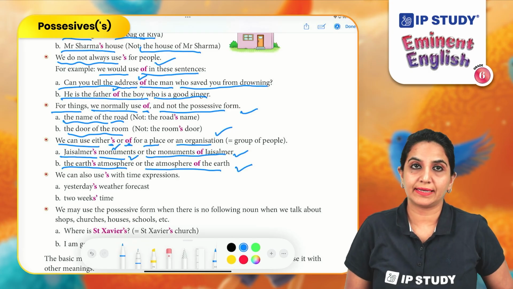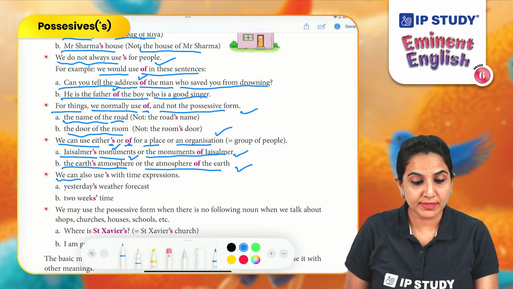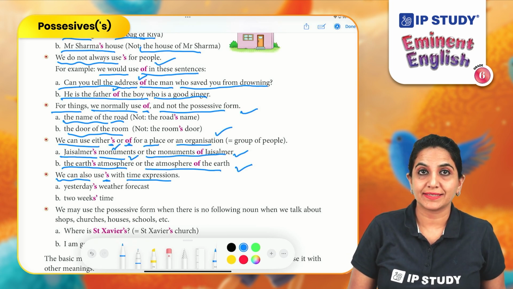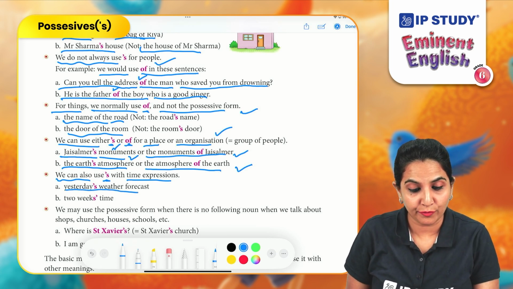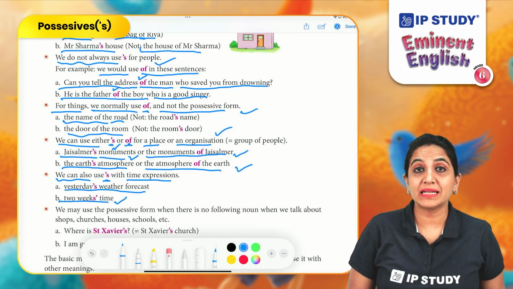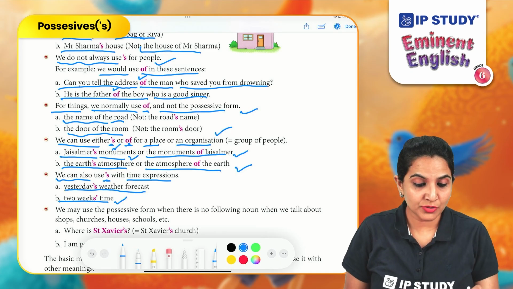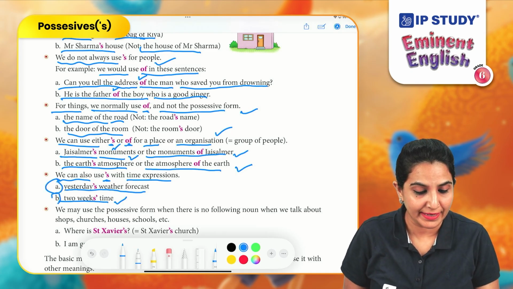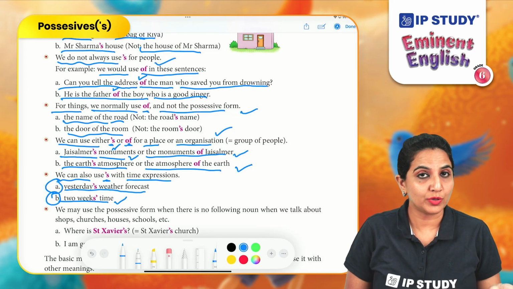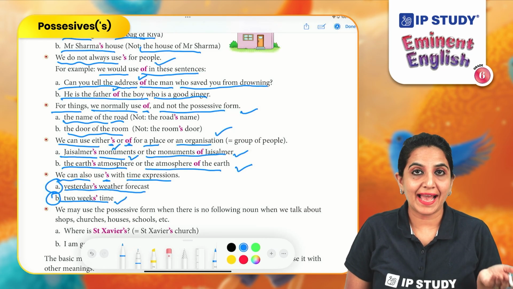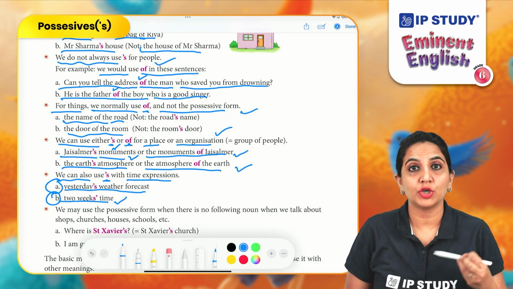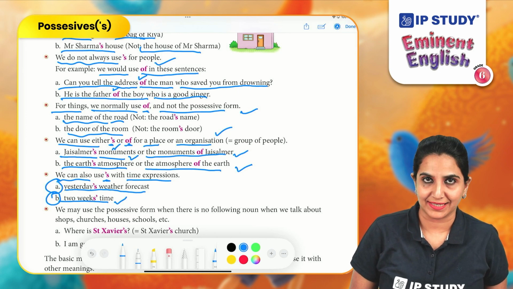It is also correct. We can use apostrophe and s with time expressions like today's, yesterday's weather forecast, 2 weeks' time, months. So in this scenario, just keep in mind that the names and time expressions ending with s, you will only use apostrophe, and the time expressions ending with a consonant like yesterday, today, you will use both apostrophe and s.